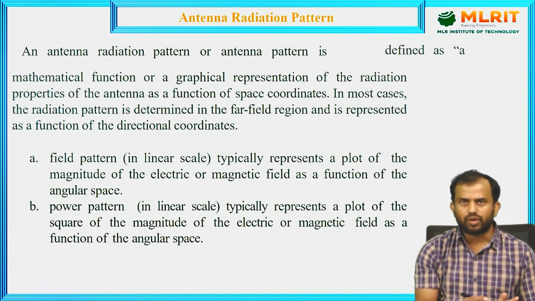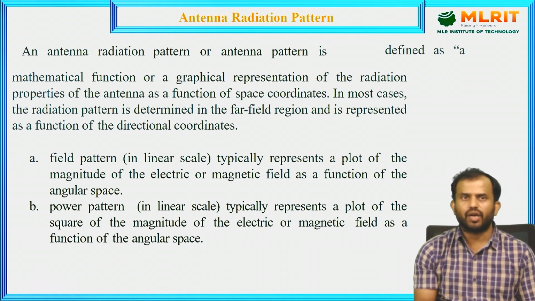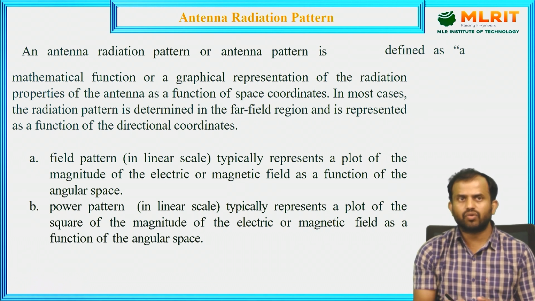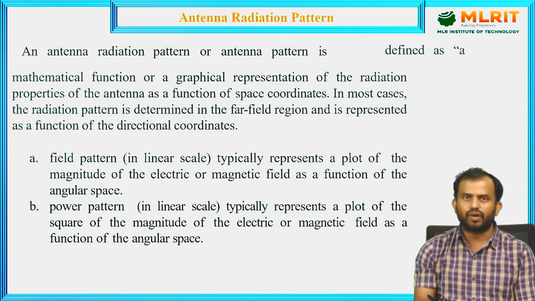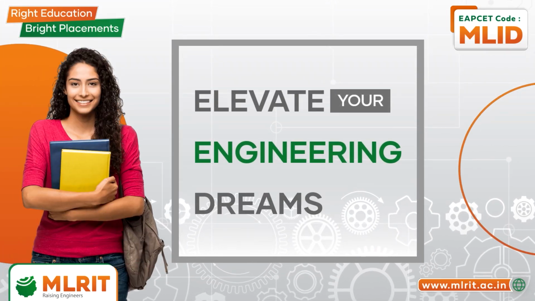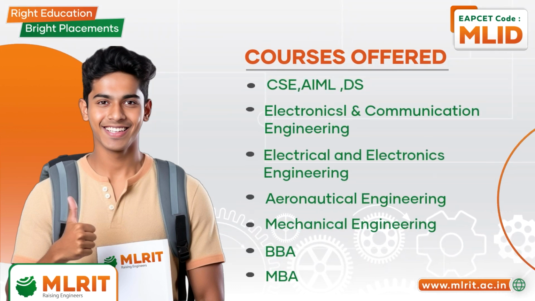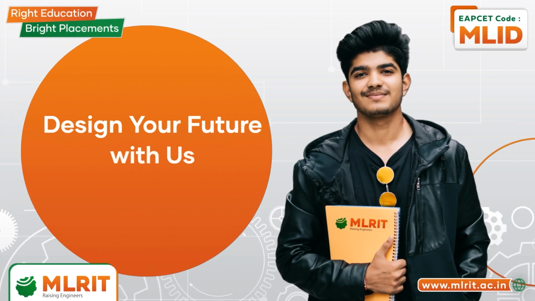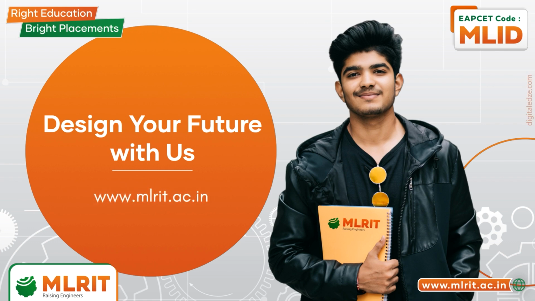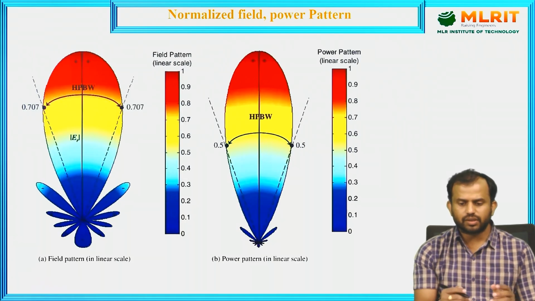With respect to voltage values and current values, we are able to calculate the power pattern values only. One is the field pattern, which is the electric field and magnetic field value. And the other is the power pattern, which is based upon the voltage values or current values only. So one can see this normal power pattern.